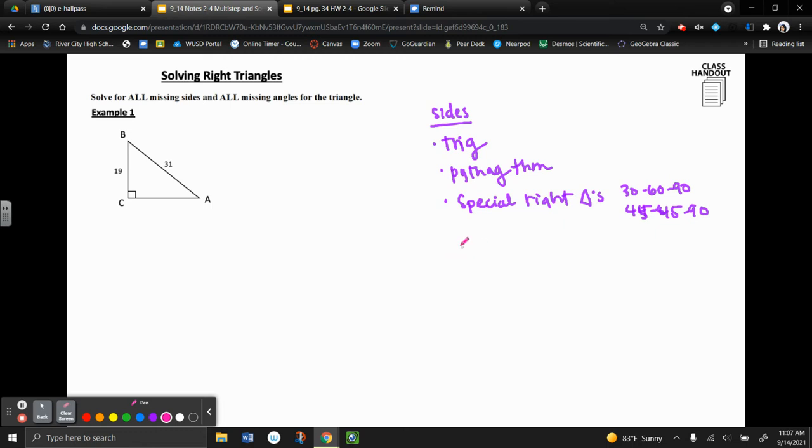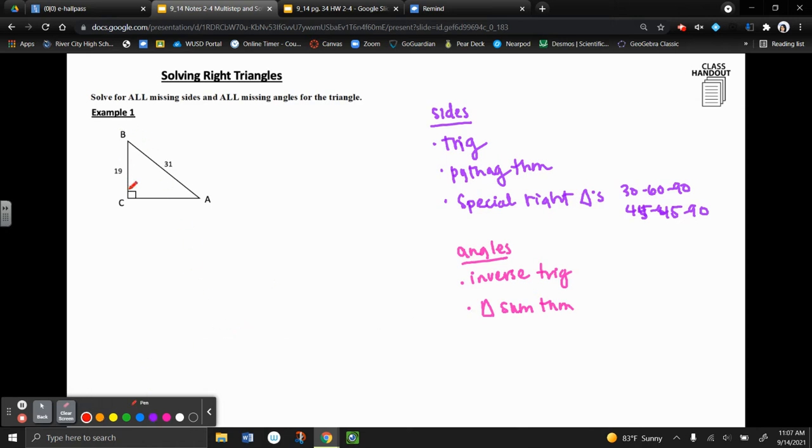And then we know how we can solve for angles. We just learned that we can use inverse trig. But also remember that we did learn triangle sum theorem to solve for missing angles. So what we're going to do is use a combination of these to solve for all the missing parts.